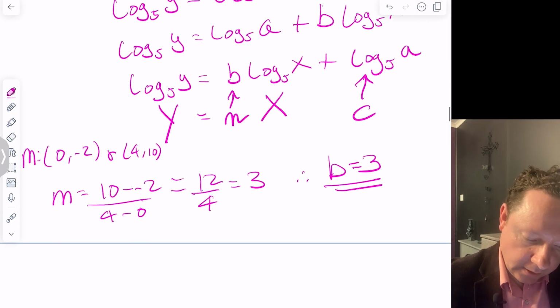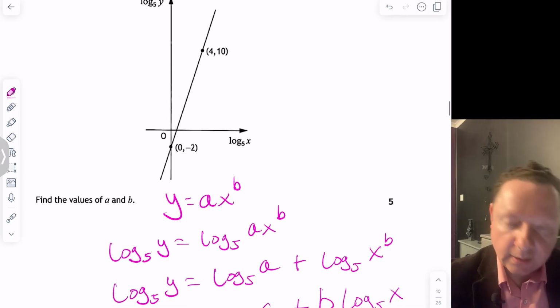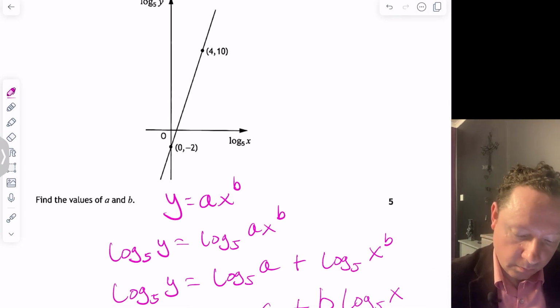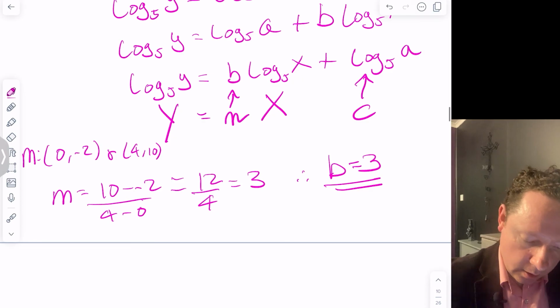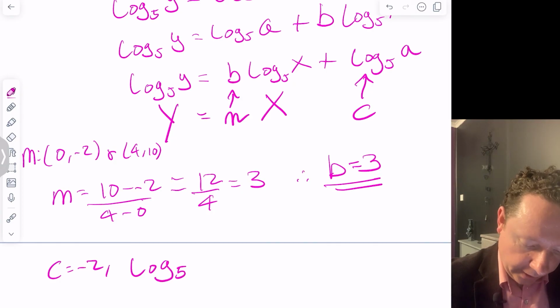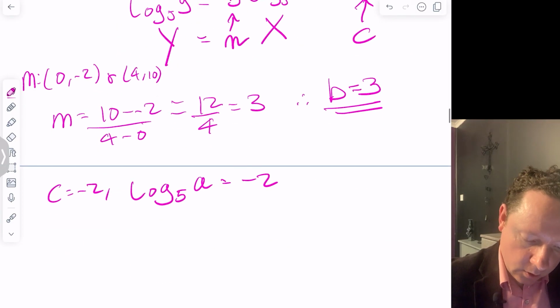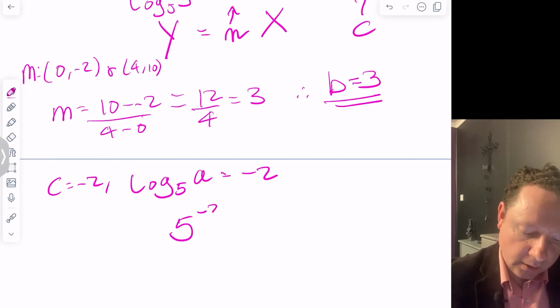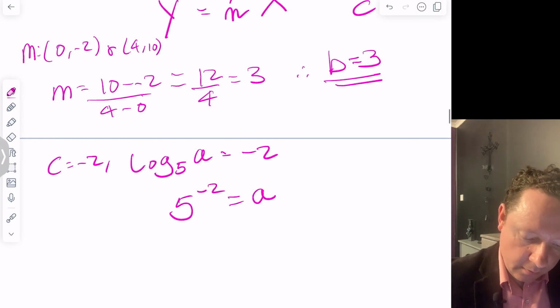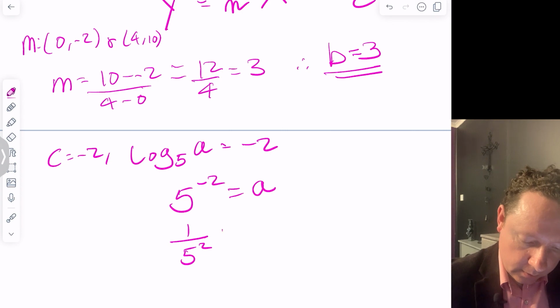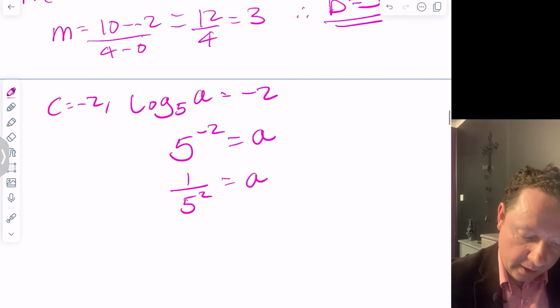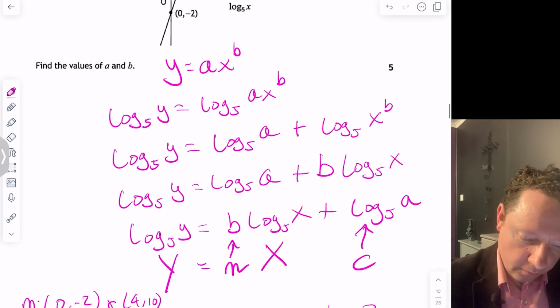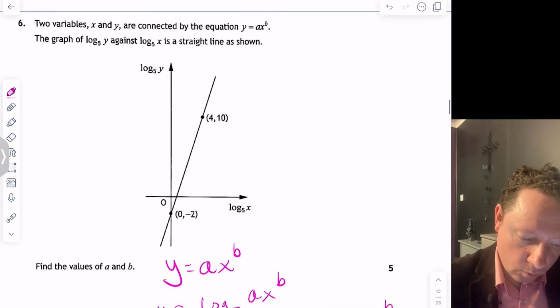Now it says find a. Well, I already know where it cuts the y-axis, (0, minus 2). So that's it. c is minus 2. So if c is minus 2, that means that log base 5 of a equals minus 2. So that means that 5 to the power of minus 2 equals a. That's 1 over 5 squared. 5 squared is 25, so a is 1/25. And we've got that, so we're done.